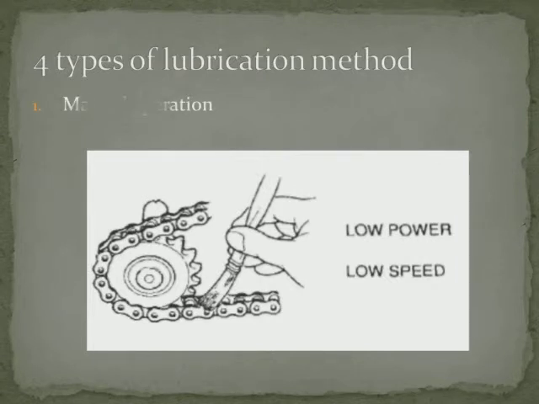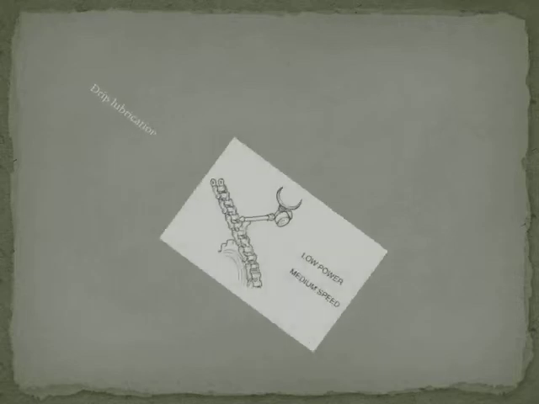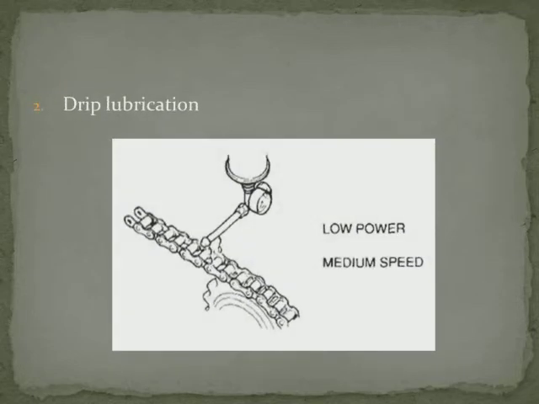Volume and frequency should be sufficient to just keep the chain wet with oil and allow penetration of clean lubricant into the chain joints. The second method is drip lubrication or type 2. Oil drips are directed between the link plate edges from a drip lubricator. Volume and frequency should be sufficient to allow penetration of lubricant into the chain joints.